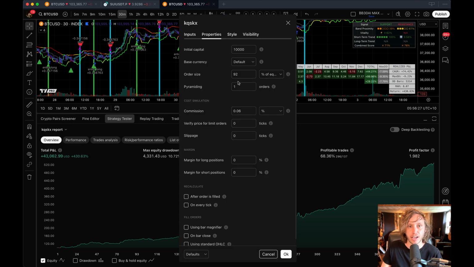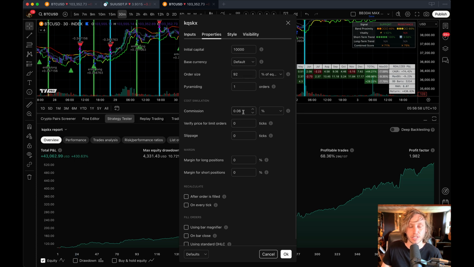I'm trading an order size of 92% of equity. So that means it's looking at the initial capital of $10,000, and every trade it trades 92% of what has either been won or lost. So if the previous trade was a win, it incorporates the winning capital into the new trade size. If it's a loss, it is a smaller trade size. So that is why it looks so crazy.